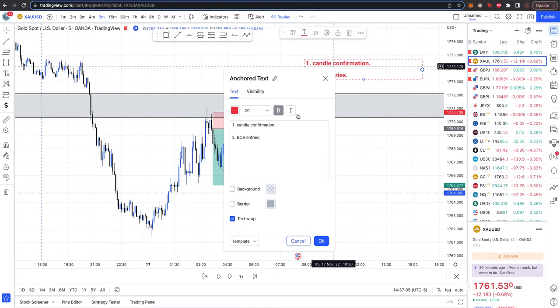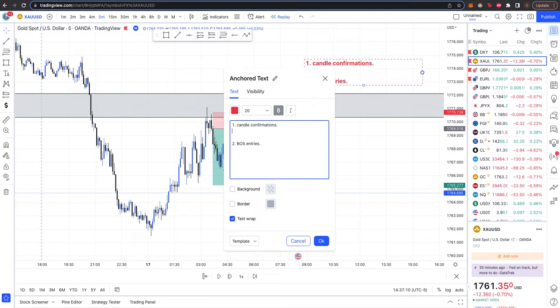And I'm going to write it in here. So candle confirmations, and within candle confirmations we've got rejection candles, and then we've got engulfing candles. Okay, and of course you can get basically rejection and engulfing candles in one.